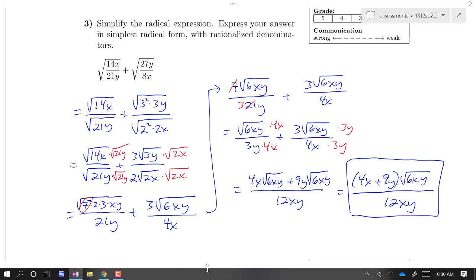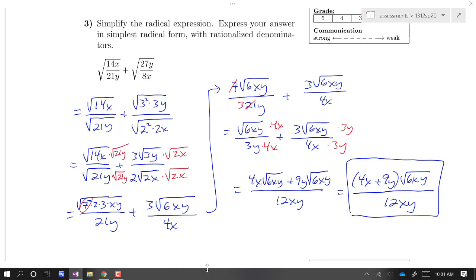This fraction turns out we could reduce, and I did that first. If you wait to reduce later, fine, it'll work. I know it worked, it was just annoying. It'll work, you'll be annoyed. That's fine. So this is root 6xy over 3y after we cancel the 7s, and here we have 3 root 6xy over 4x. Now I can focus on getting a common denominator. So I multiply the 4x on the top and the bottom here, the 3y on the top and the bottom here, and our common denominator is 12xy.